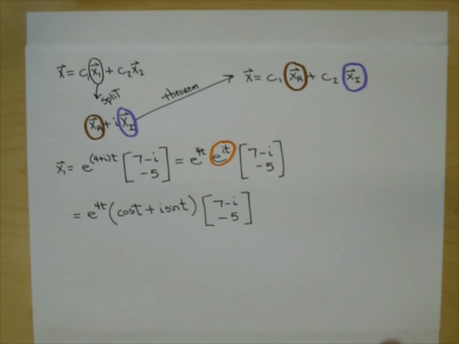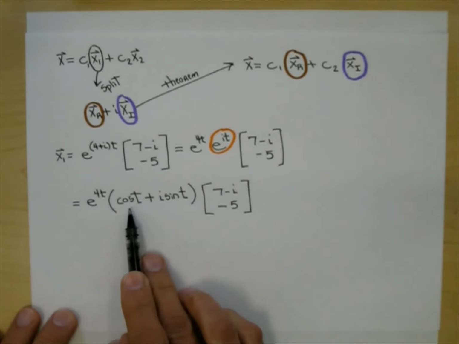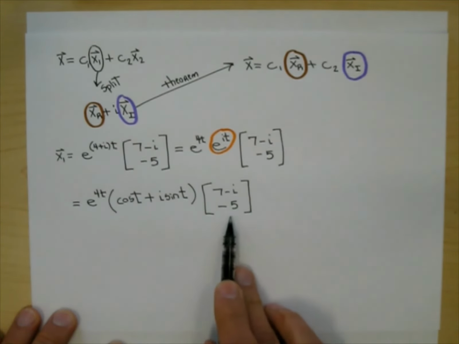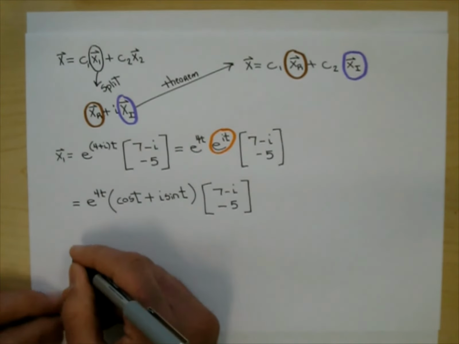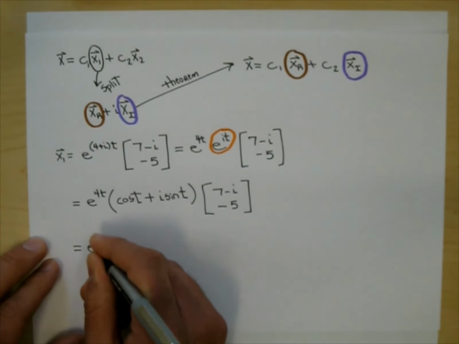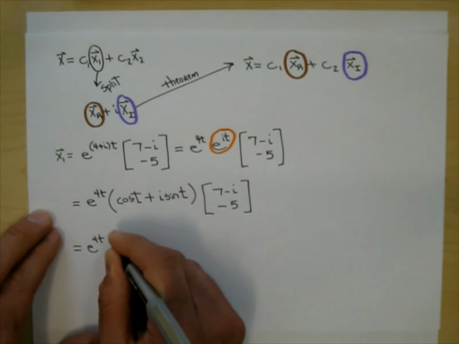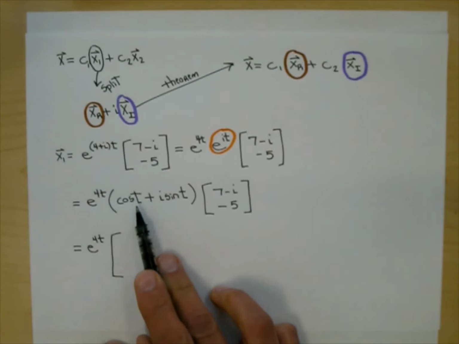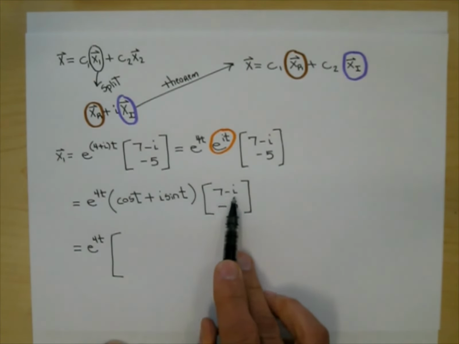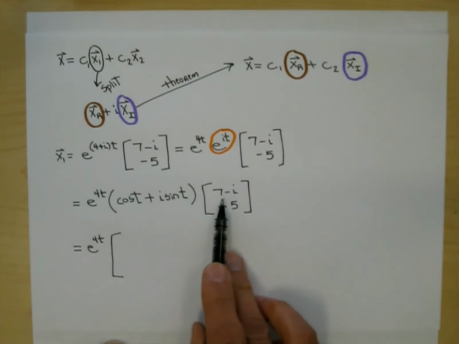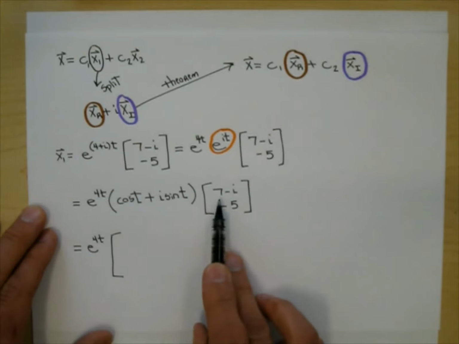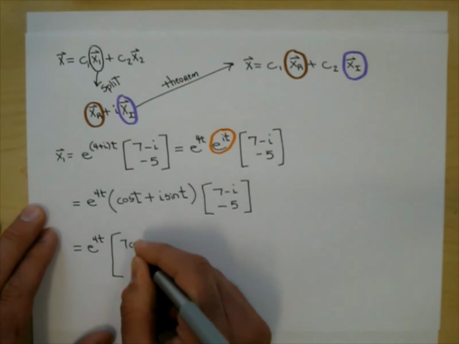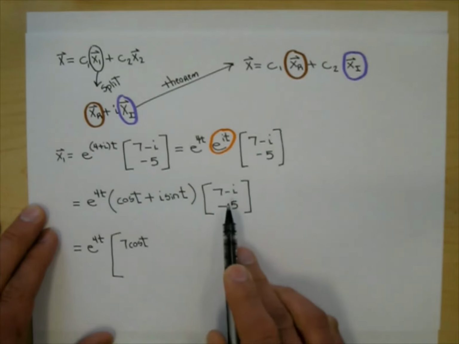Okay, the next thing I'm going to do is multiply this guy right here into this vector. So this is e to the 4t. Now what I'm going to do here is cosine t plus i sine t times 7 minus i, so it's a binomial times a binomial. I'm going to FOIL it, because the FL will give me the real part. So cosine t times 7 is 7 cosine t. And then here's the last part.